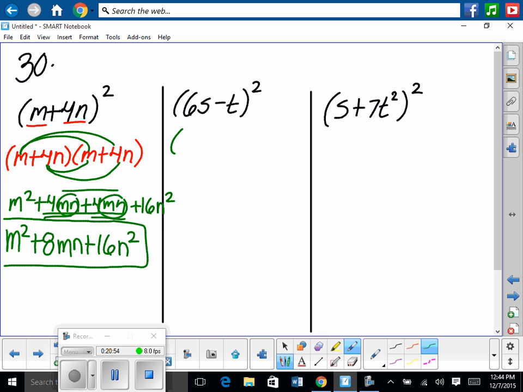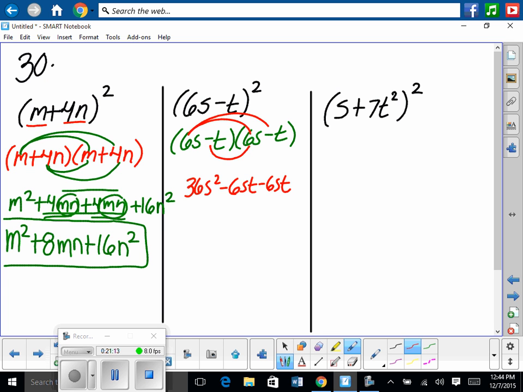So same thing with this one. We'll rewrite it as 6s minus t times 6s minus t. Then we'll double distribute very carefully. 6s times 6s is 36s squared. 6s times negative t is negative 6st. Negative t times 6s is negative 6st. And careful, negative t times negative t is positive t squared.